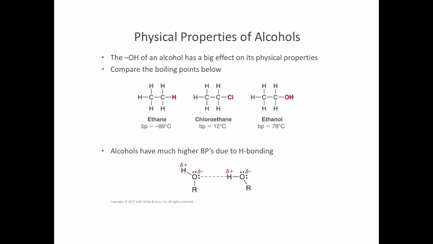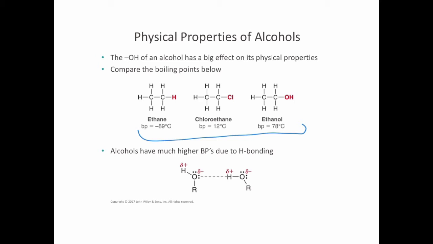The OH of an alcohol has a big effect on its physical properties. So if we look at these three molecules, notice what happens with the boiling point. With ethane, the boiling point is minus 89 degrees Celsius. When you swap out the hydrogen for chlorine, now your boiling point is 20 degrees Celsius. But with an OH group, it's now 78 degrees Celsius. So that's the boiling point of ethanol.